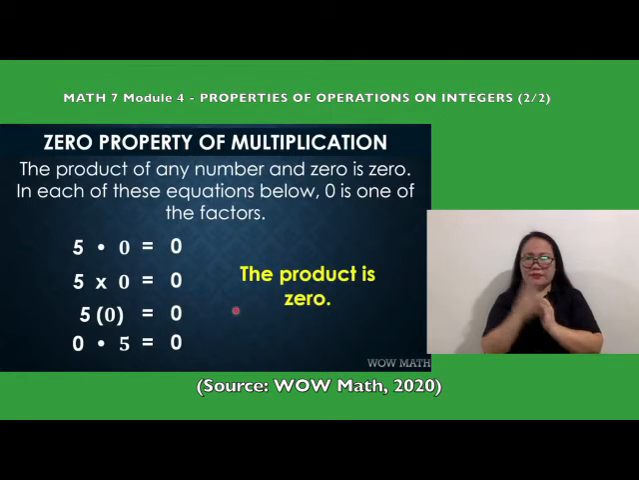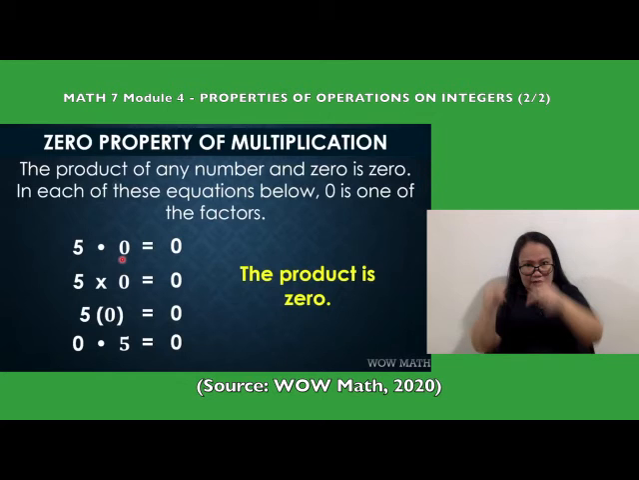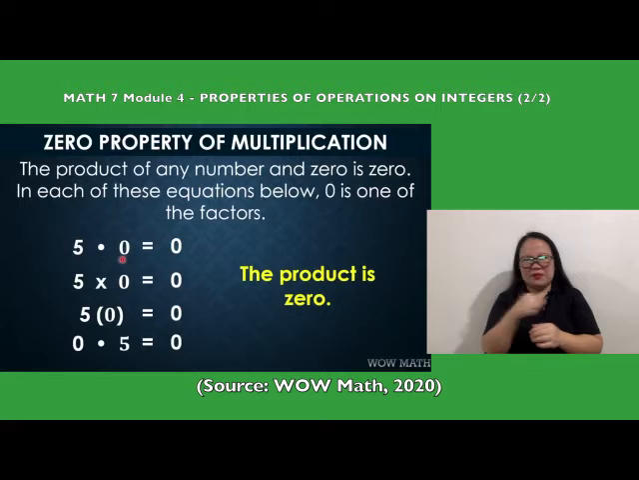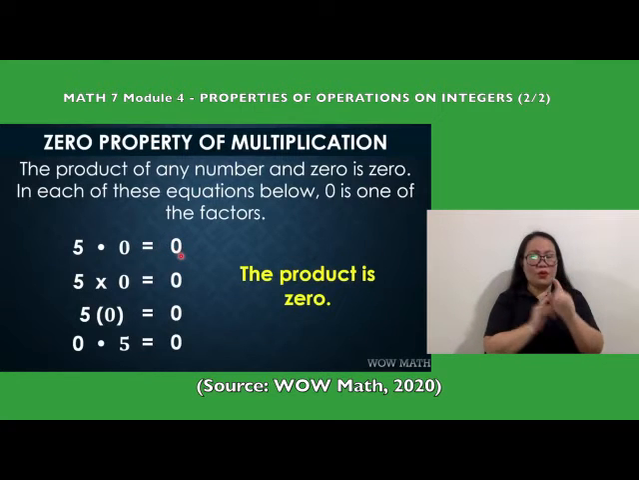Okay? Now, take note. Tingnan nyo yung mga symbols na ginamit ko dito. I used that operator, multiplication symbol, parenthesis, so kahit ano pang symbol yan. Basta nag-multiply tayo ng 0 o ginamit natin ang 0 as one of the factors, kahit malaking number pa yan, ang resulting product niya is always 0. Okay, let's try.